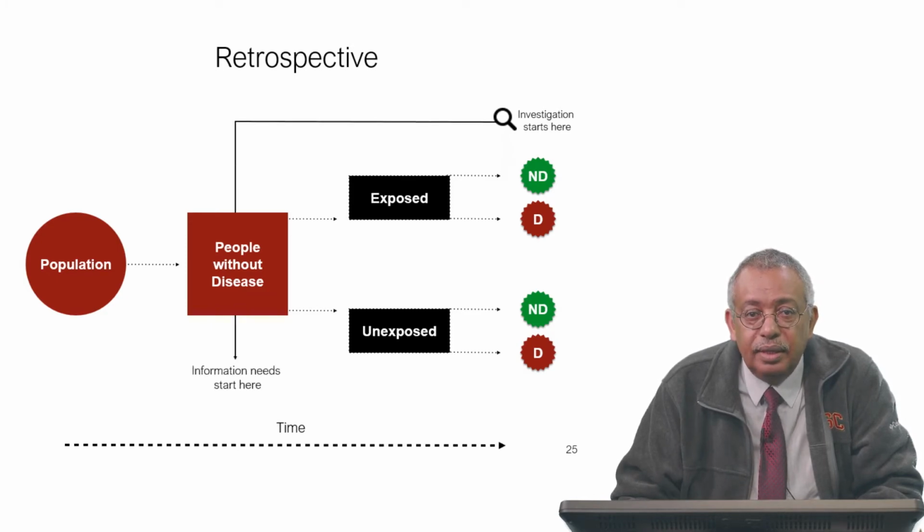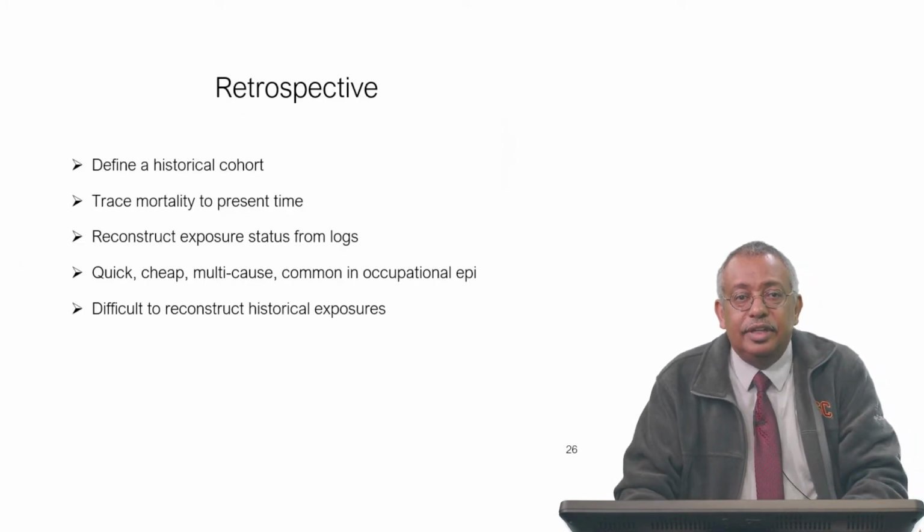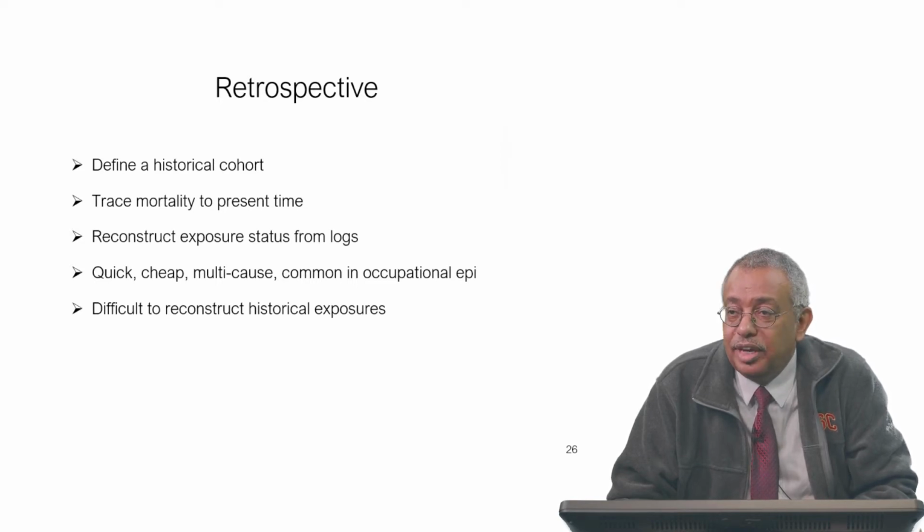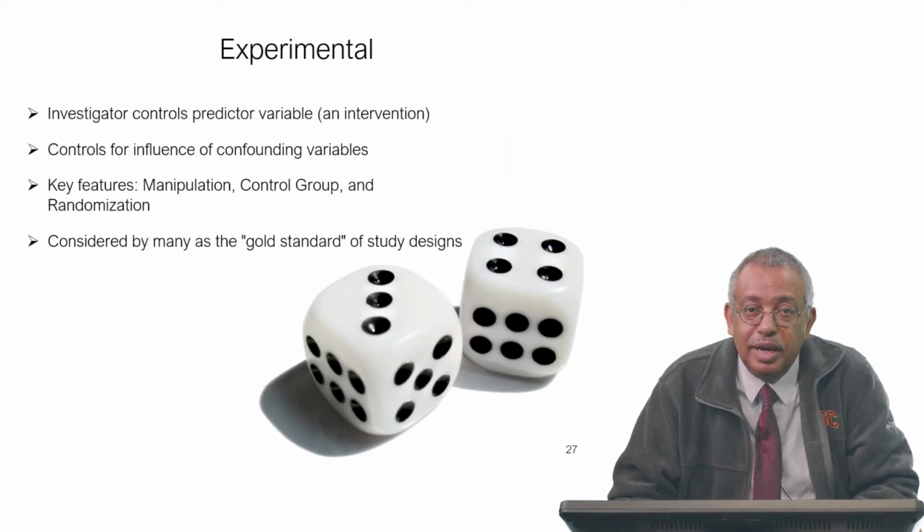Okay? All right, and then here, of course, it could be quick, cheap. You can have a multi-cause study, and this kind of study is common in occupational epidemiology. And sometimes the problem here is, of course, it's difficult to reconstruct historical exposures. So this could lead to some issues of bias.